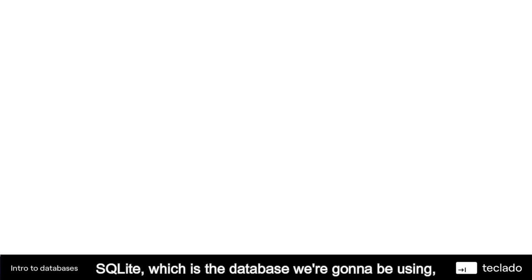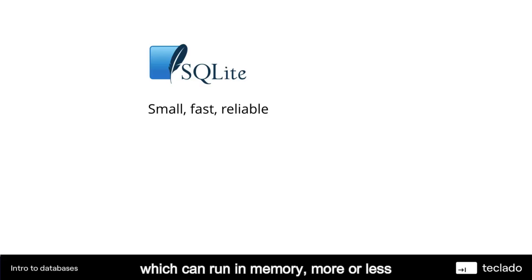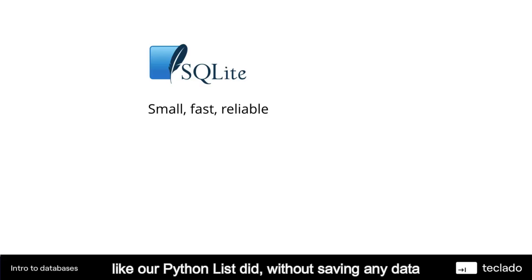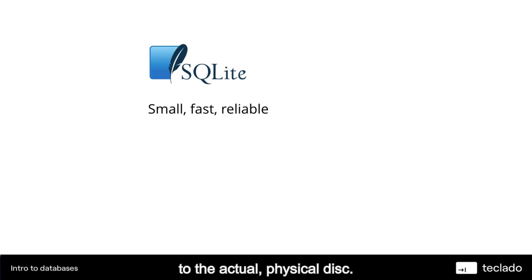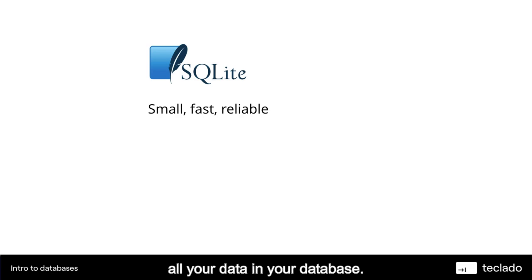SQLite, which is the database we're going to be using, is a small, fast, and reliable database engine which can run in memory, more or less like our Python list did, without saving any data to the actual physical disk. Or it can also run by saving all data to a single data file. That's it, one file on your computer that contains all your data in your database.